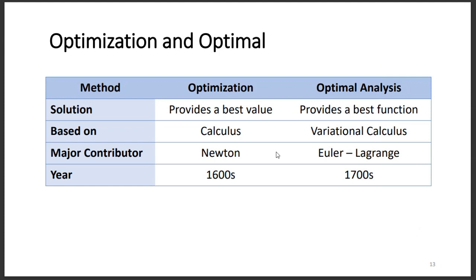Optimization and optimal: what is the basic difference between optimization and optimal? Words are similar, but optimization provides best value and optimal provides a best function. Calculus is used for optimization and variational calculus for optimal analysis. Optimal analysis provides best function and optimization provides a best value. Major contributors: Newton worked on optimization and Euler worked on optimal analysis.